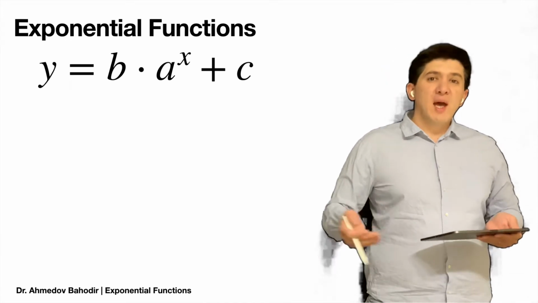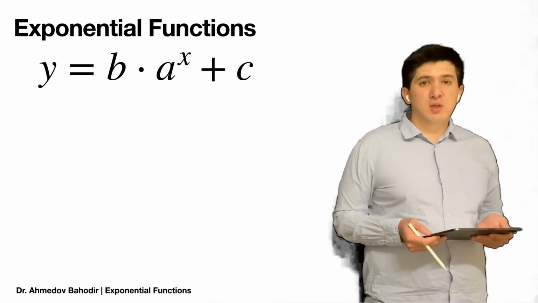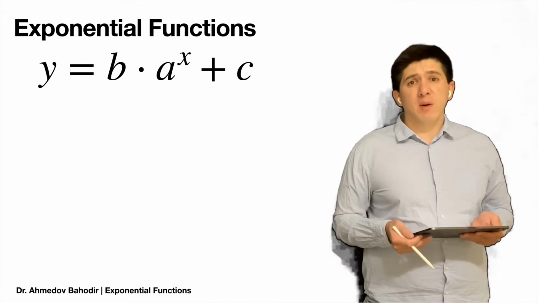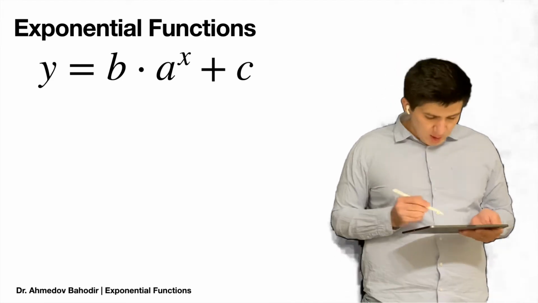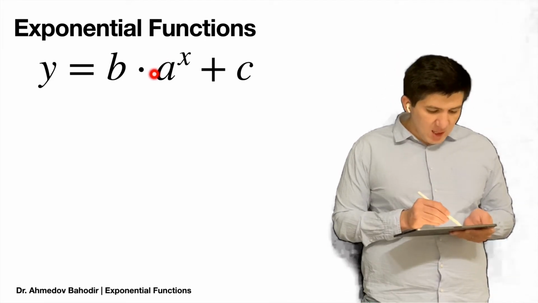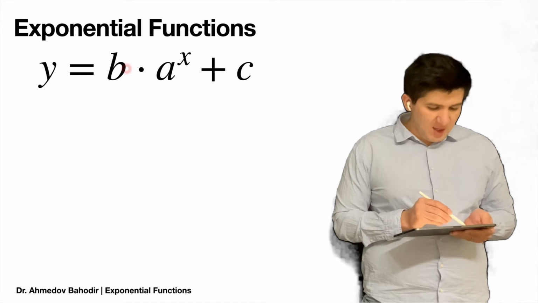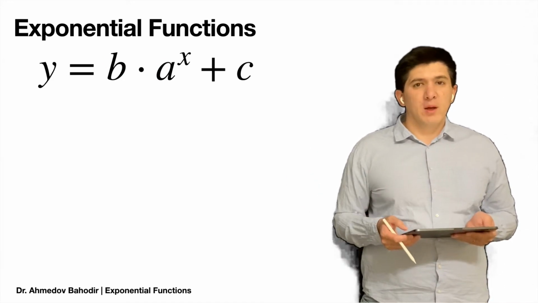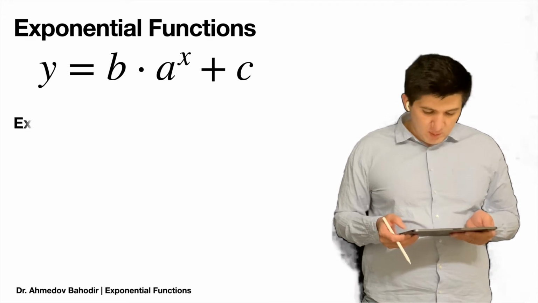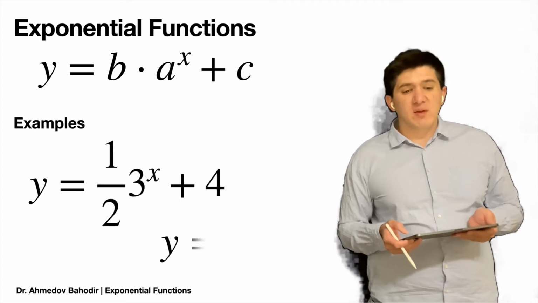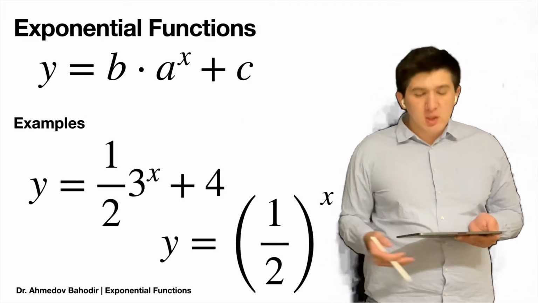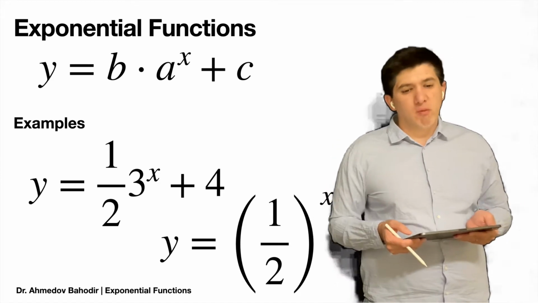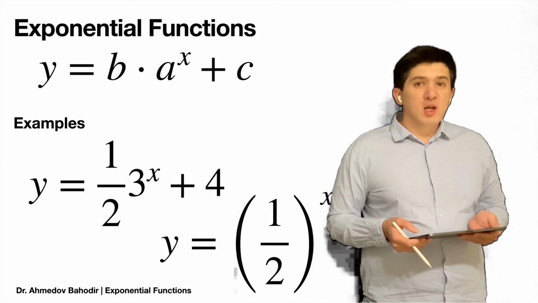In general, the exponential function is written as b times a to the power of x plus c. We call a, b, and c constants, and x is the variable. For example, it is possible that your exponential function is given as 1 over 2 times 3 to the power of x plus 4, or 1 over 2 to the power of x.